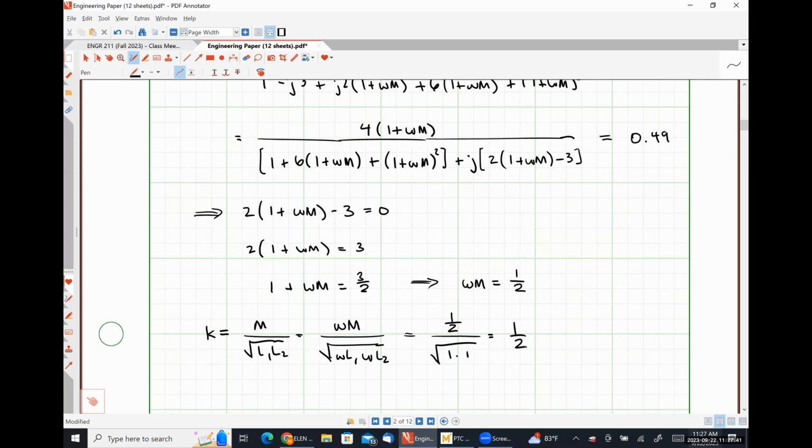So I told Nicholas this yesterday, and I'll give you guys fair warning as well. This level of algebra is going to happen a lot in your microelectronics class, just to give you a heads up. So I don't know, be prepared. It doesn't matter. 0.49 real. Right.